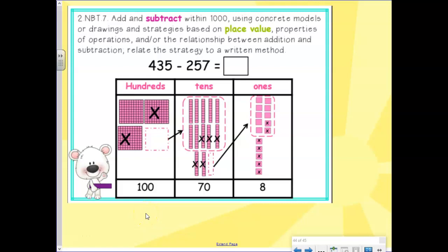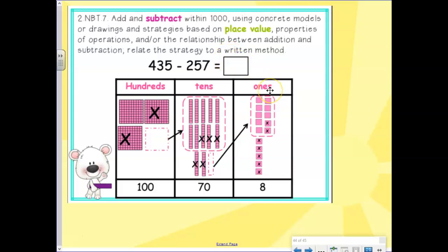Okay, boys and girls, we are going to continue learning about subtraction with regrouping, but we are moving on to three-digit numbers. So numbers with a hundreds, tens, and ones place. The standard says we can subtract within 1,000 using our models, drawings, and strategies based on place value, and we will relate that strategy to the written method.